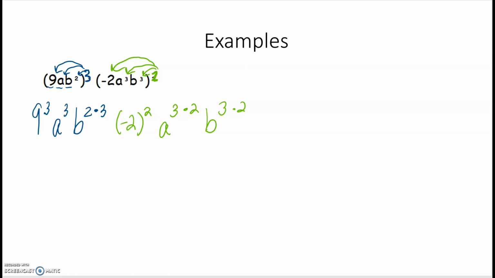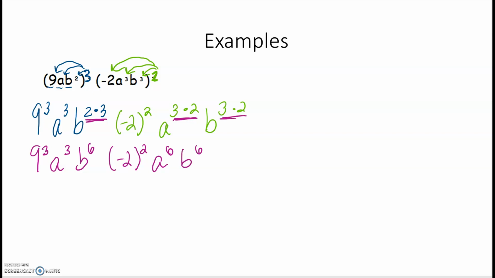So the first thing that we're going to do is look and see if I can simplify any more exponents. Okay, so 9 to the 3rd, that's done. A to the 3rd, that's done. But right here I can do 2 times 3. So I have b to the 6th. Then I can't simplify my next exponent. But here we go, 3 times 2, that's a to the 6th. And again, 3 times 2, that's b to the 6th.